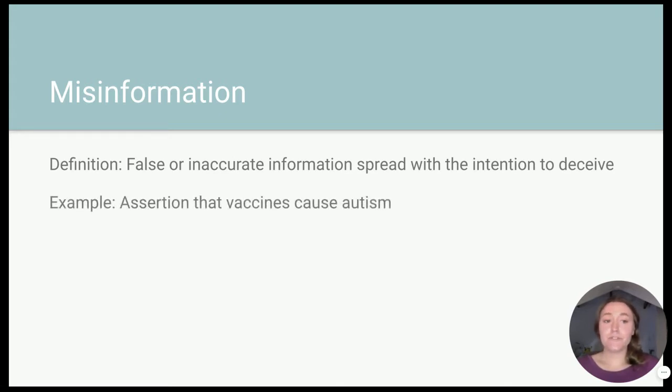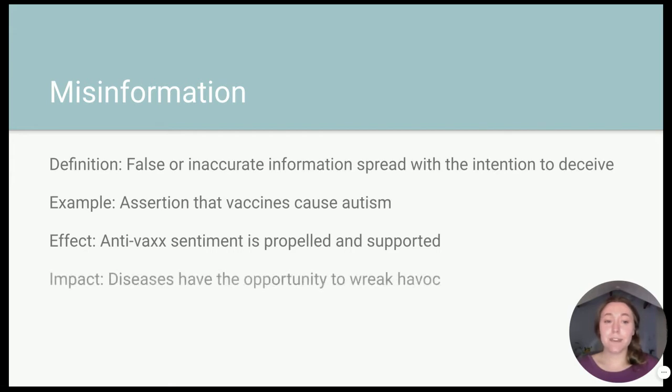An example of misinformation could be something as small as a rumor that was started by a peer. On a much greater scale, though, it could be the assertion that vaccines cause autism. This belief is rooted in falsehood, but by spreading it, more people might accept it as truth, giving diseases the opportunity to wreak havoc on large populations.